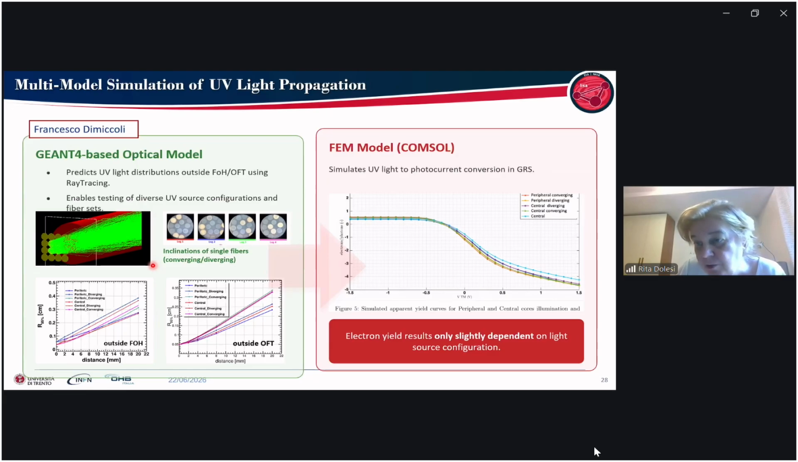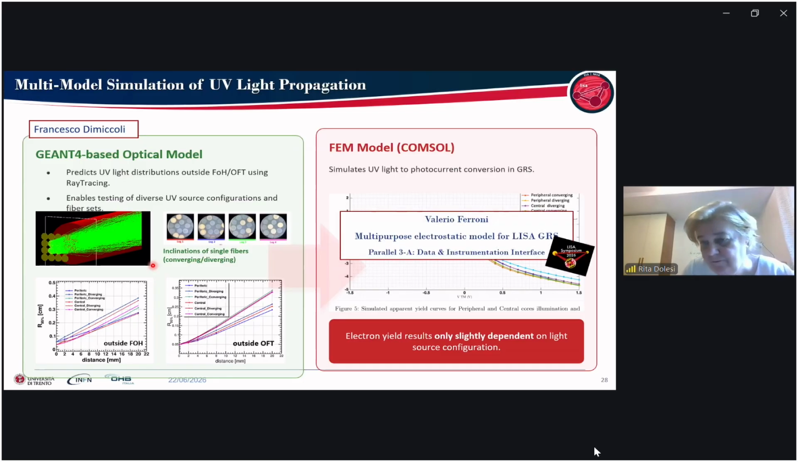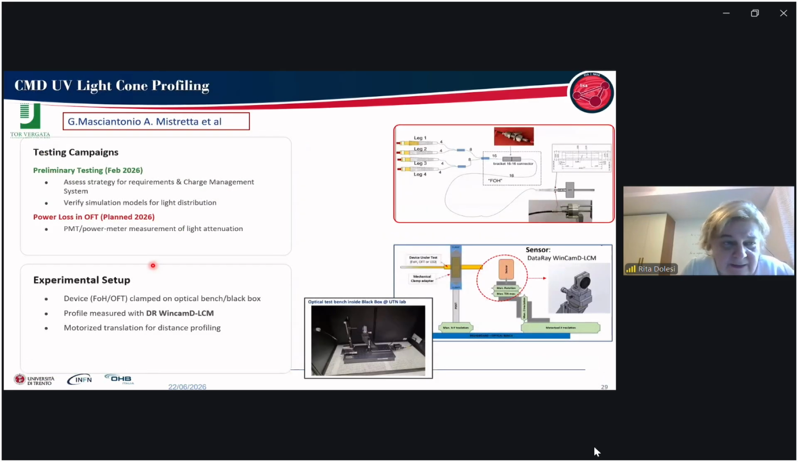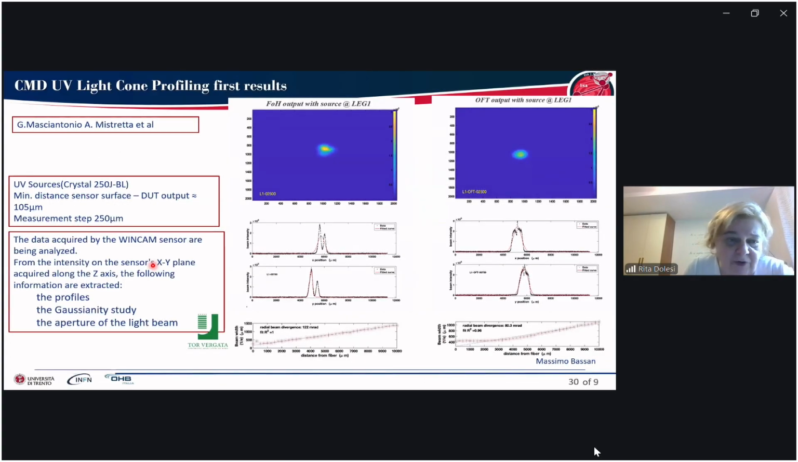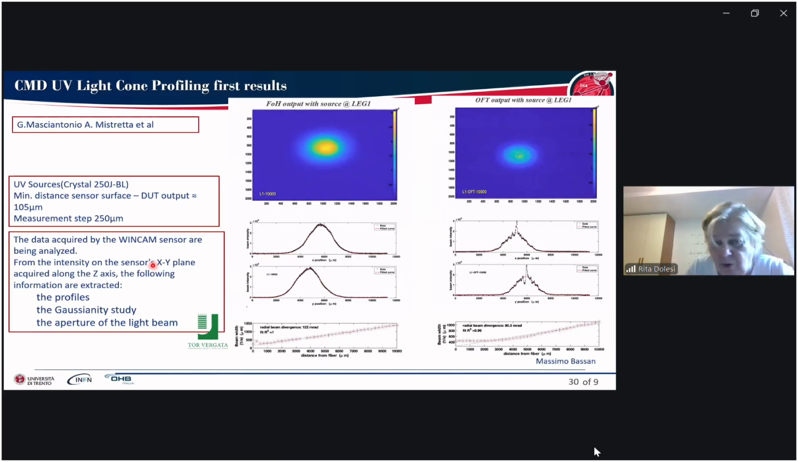So we support the development of this new charge management device with simulation, both to predict the propagation of the light and, given the propagation of the light, to predict the performance of this discharge system. More on this in the Valerio Ferroni talk in the next days. We also developed an additional facility to characterize the UV light that we use to extract the photoelectrons. So we now have a very detailed system that allows us to characterize the light cone of the UV light.